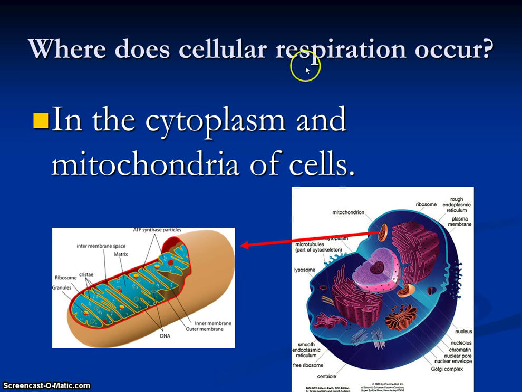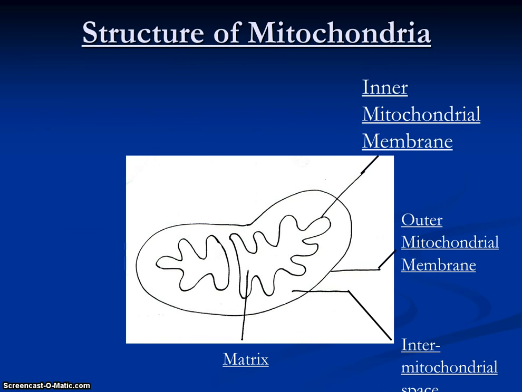cell respiration is going to occur in the liquid cytoplasm part of the mitochondria. So it's going to occur inside these folds where the matrix or the cytoplasm is going to be found. Let's review quickly the structure of a mitochondria. This is just like the picture before.